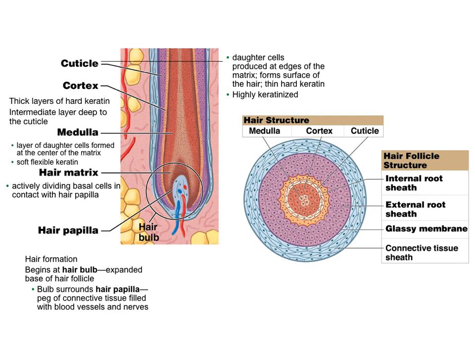So looking at the cross-sectional view there of that hair structure, we have that medulla there in the center. Then we have that next layer of that cortex, and then we have that cuticle layer, that surrounding layer on the outside. The hair follicle structure, we have that internal root sheath, our external root sheath, our glassy membrane, and our connective tissue sheath. Who would have thought hair has so many different layers?